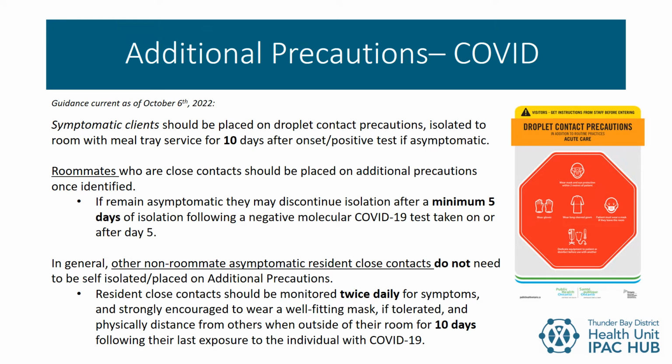Roommates who are close contacts should be placed on additional precautions once identified. If the close contact roommates remain asymptomatic, they may discontinue isolation after a minimum of 5 days following a negative molecular COVID-19 test taken on or after day 5. In general, all other non-roommate resident close contacts within the unit and facility who remain asymptomatic do not need to self-isolate or be placed on additional precautions.